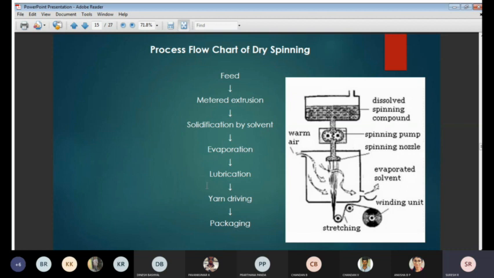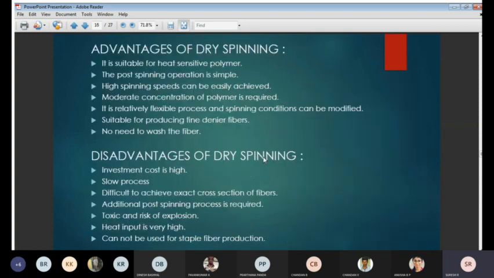So in this dry spinning process, this is the flow chart. If you keep this important flow chart in mind, you can explain it easily in your own words along with the diagram. So what are the advantages of using dry spinning compared to the other methods?